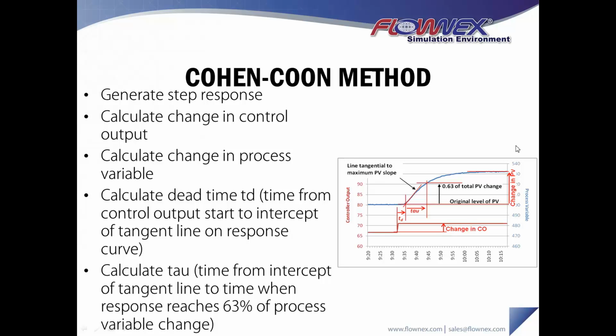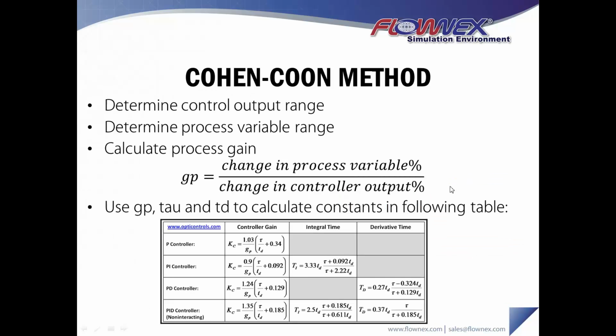Now on to our next example. A similar method that has wider applicability is the Cohen-Coon method. As you can see, it follows roughly the same pattern where you change the control output, determine a step response, determine your dead time, determine tau, and determine the time at which you reach 63% of your total process variable change. The biggest difference in the Cohen-Coon method is then the way that the different constants are calculated for your P, I, and D constants. Slightly more complicated, but still quite simple.